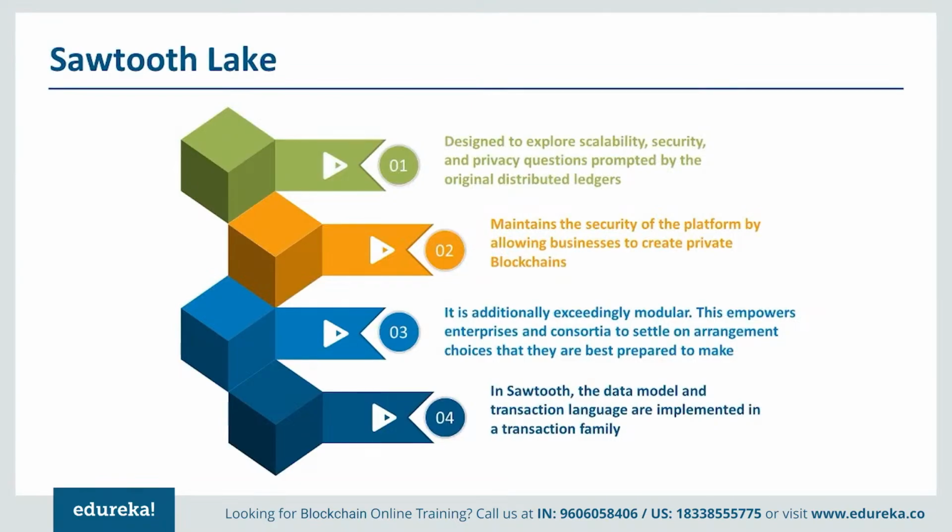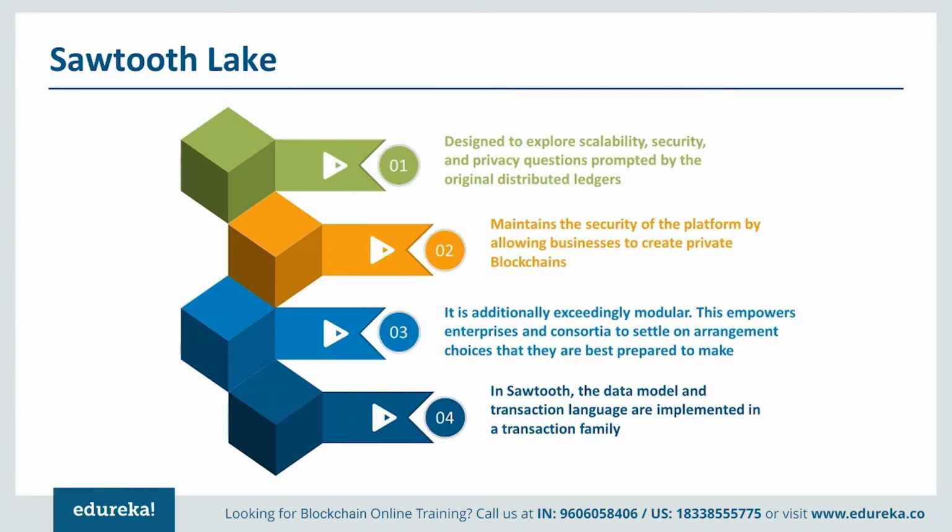Sawtooth Lake, as I mentioned, is primarily promoted by Intel. It is designed to explore scalability, security, and privacy questions prompted by the original distributed ledgers. The key distinguishing feature of Sawtooth from Fabric is the consensus algorithm, which is proof of elapsed time. So there is a random chance that every miner gets for mining the block, and it is based on the random number that is created by the Intel hardware.